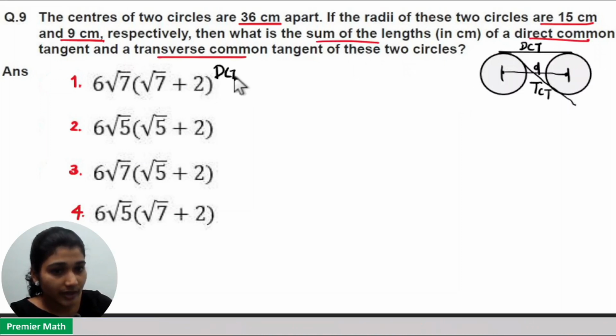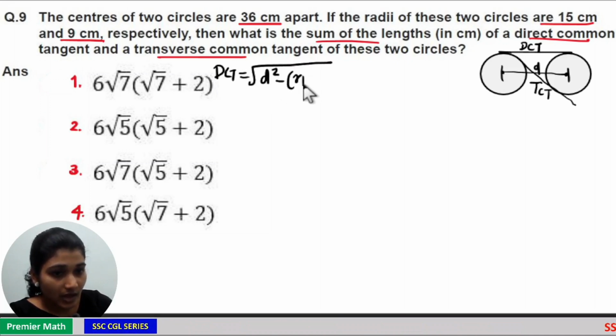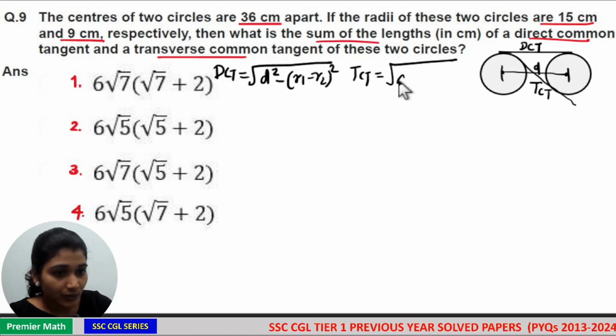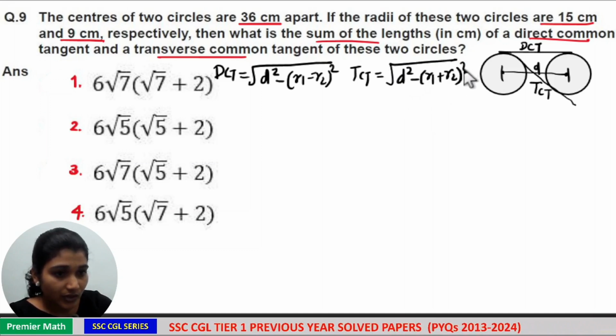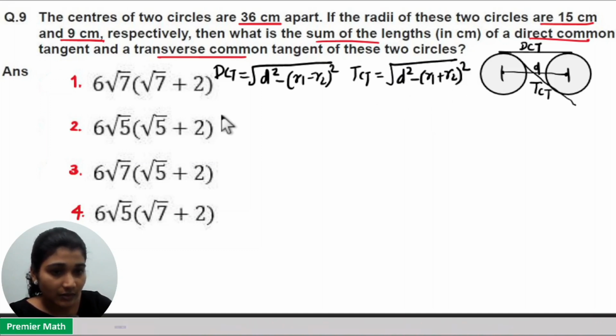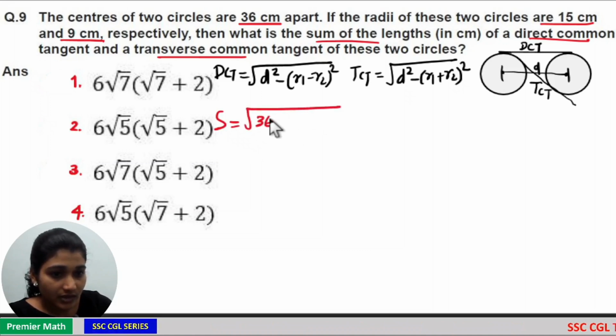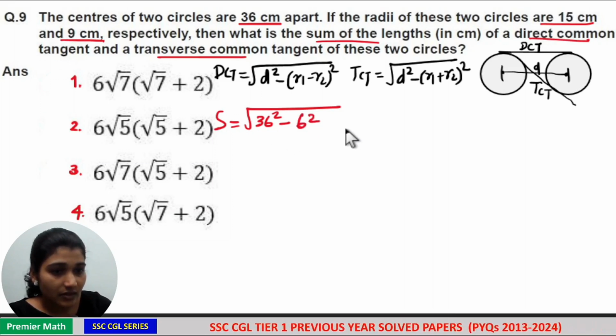Now, direct common tangent formula is equal to root of d square minus r1 minus r2 the whole square. And transverse common tangent formula is equal to root of d square minus r1 plus r2 the whole square. Now take the sum. Sum is equal to root of d square is 36 square minus r1 minus r2 means 15 minus 9, 6.